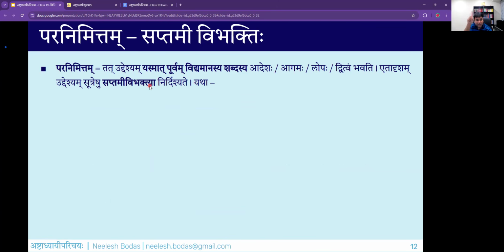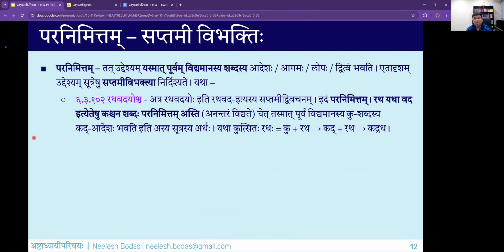So paranimitta is like the closing bracket, an entity which is pronounced later on. So tasmat purvam vidyamanasya shabdasya adeshah agamah ityadikam bhavati. So tad uddesham yasmat purvam vidyamanasya shabdasya adeshah agamah lopah dvitvam bhavati. Etadrisham uddeshyam saptami vibhaktya nirdishyate. So here is an example. Rathavadayoscha.